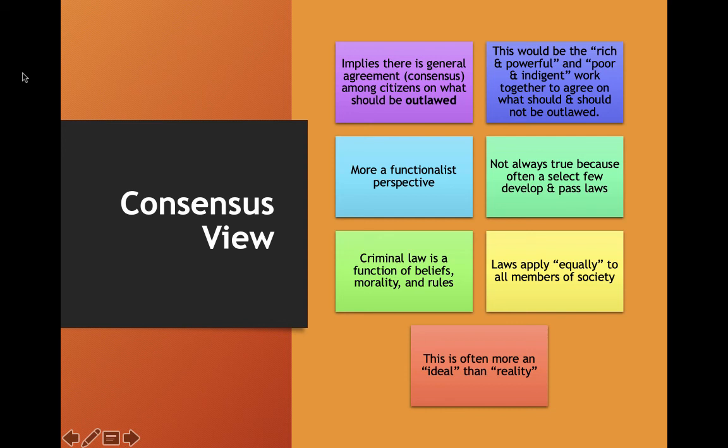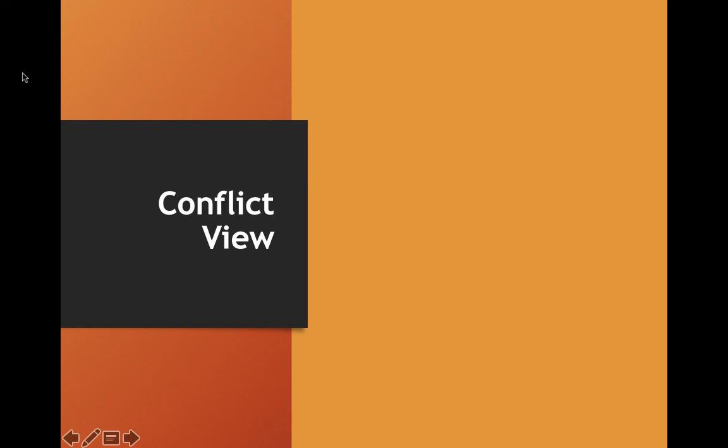This would be the rich and powerful and the poor and indigent working together to agree on what should and should not be outlawed. So it doesn't matter how much money you have or where you live, everybody works together to have a consensus. It's more of a functionalist perspective, and it's supposed to apply the laws equally, but it can often be more of an ideal than a reality sometimes. Next, we have the conflict view.